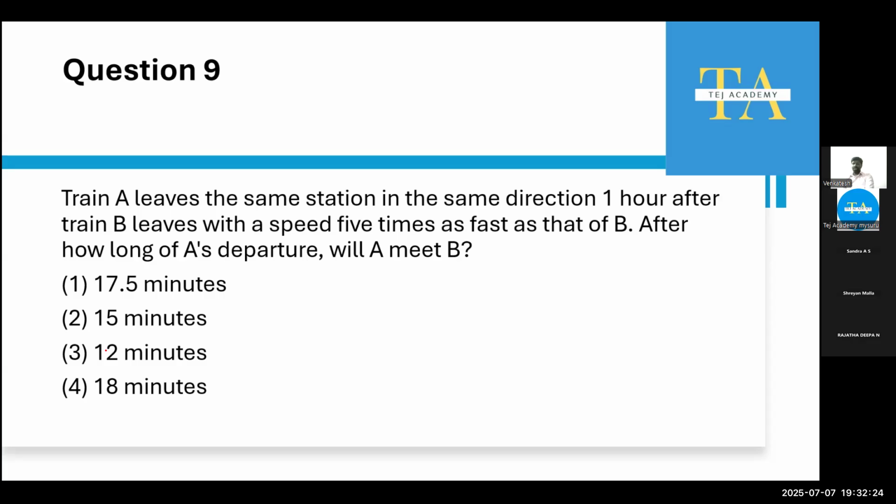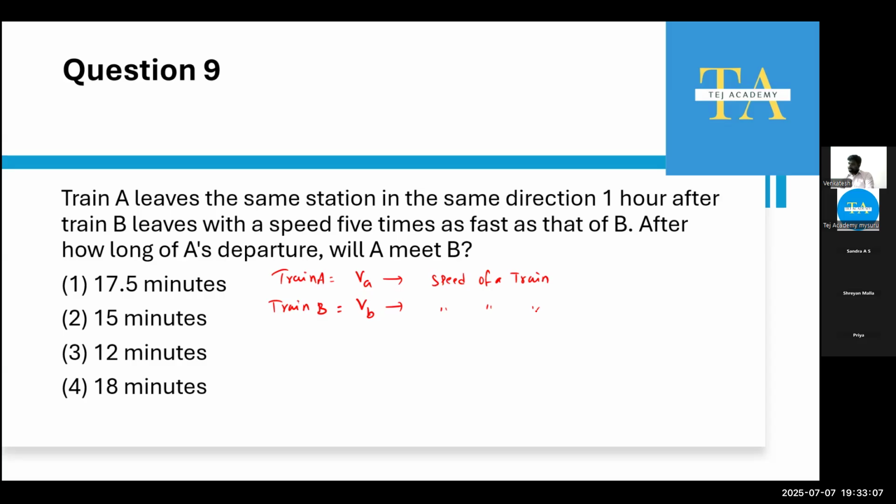Okay, so suppose train A has speed VA and train B has speed VB. Here VB is the speed of the train, and this is also the speed of a train. We already know the formula: distance is equal to speed into time, and time is equal to distance by speed.